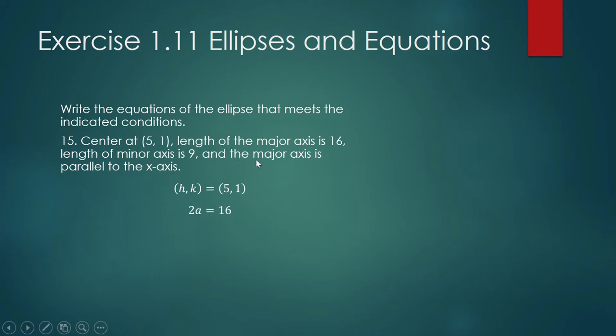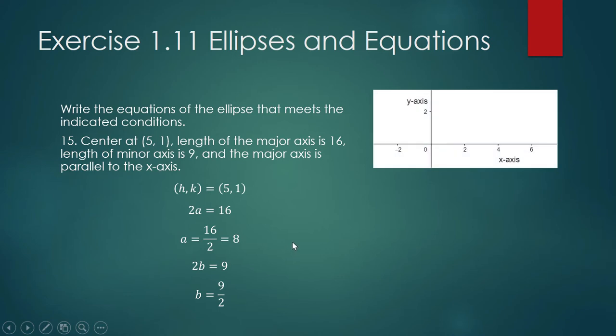The length of the major axis is 16. So that is a major giveaway because that means 2a is equal to 16, in which case a is equal to 8. The length of the minor axis is 9, another major giveaway. That means 2b is equal to 9 and b is equal to 9 over 2.